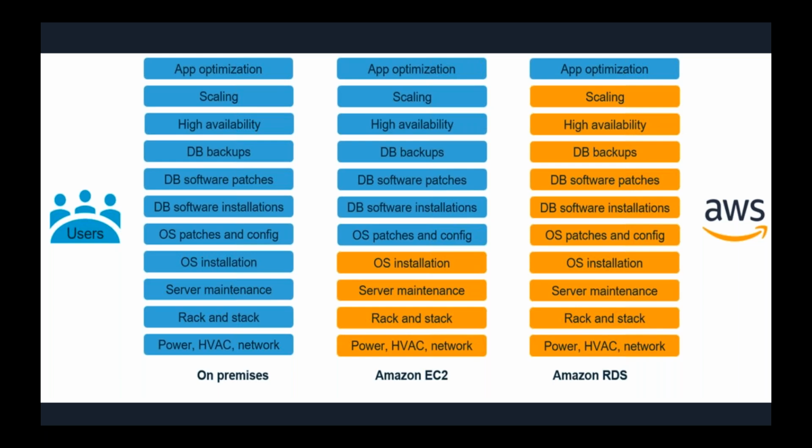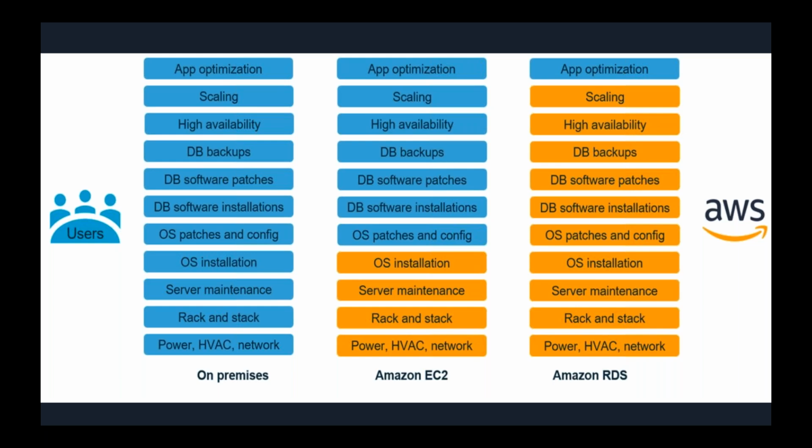And in exchange, if you have your database on an EC2 server, some of the work will be managed by AWS, but things like DB software installation, software patches, DB backups, optimization, and scaling will all have to be done manually, because an EC2 server is a compute-based service, whereas RDS is completely customized for database workloads.